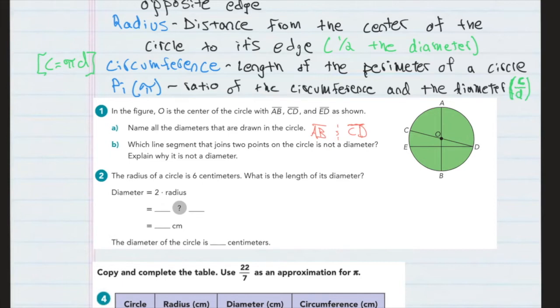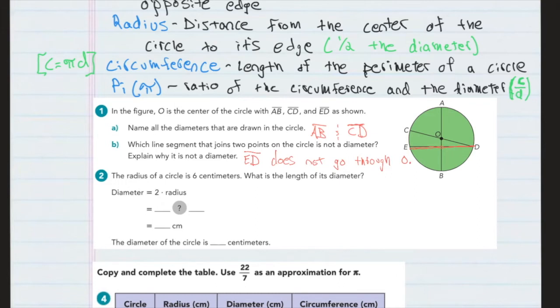Part B asks which line segment that joins 2 points on the circle is not a diameter. Explain why it's not a diameter. So we kind of already talked about this one, but notice ED does not go through the center. And I'm going to just put O to represent the center.